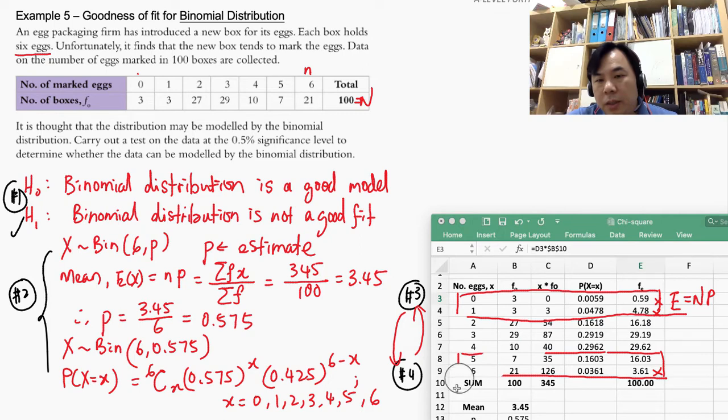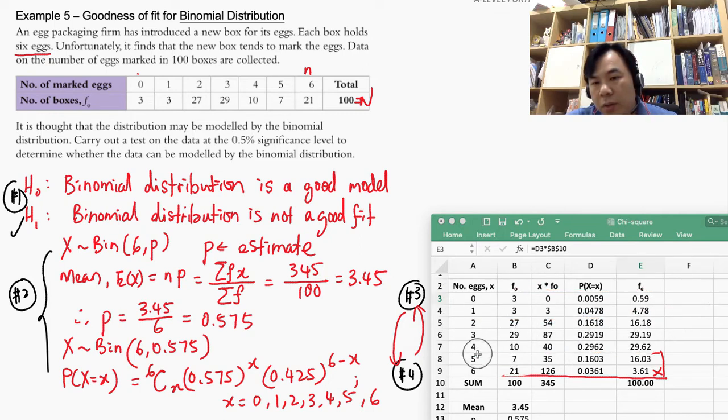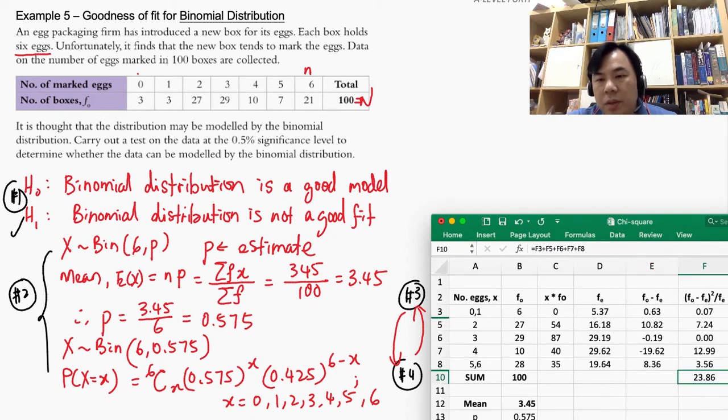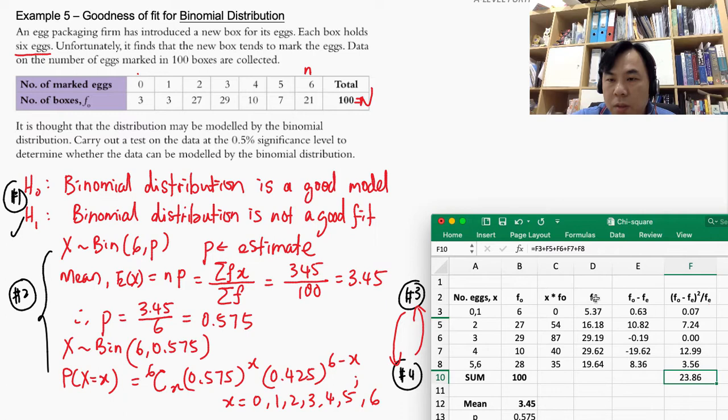I'm going to clean this up and then I'm going to show you the combined result here. So the combined result is here. Once you combine that, let me make it smaller a bit so it's easier to see. The expected frequency here, once you combine, you can see that all the expected frequencies are more than 5.